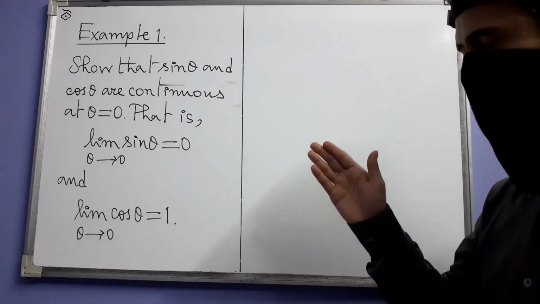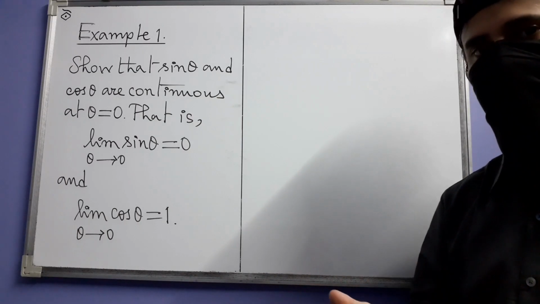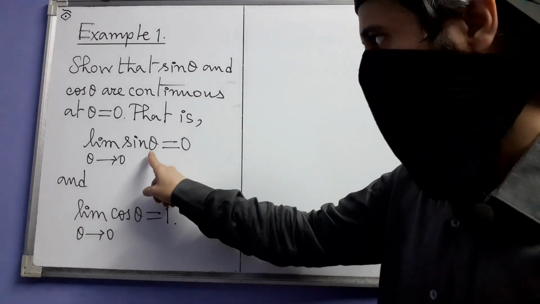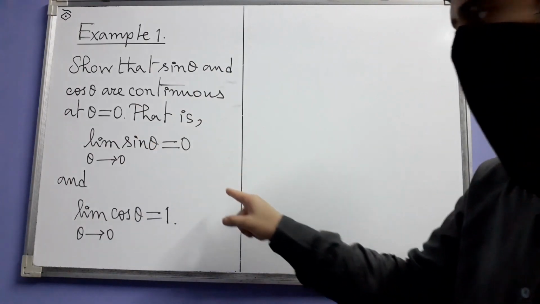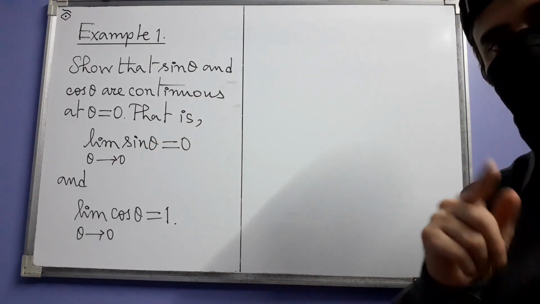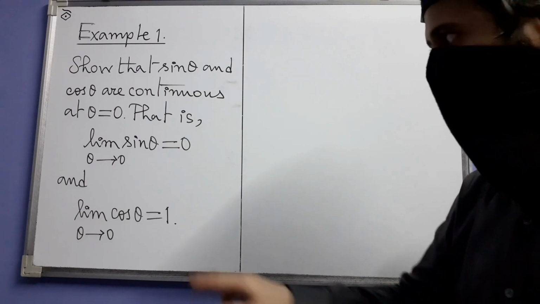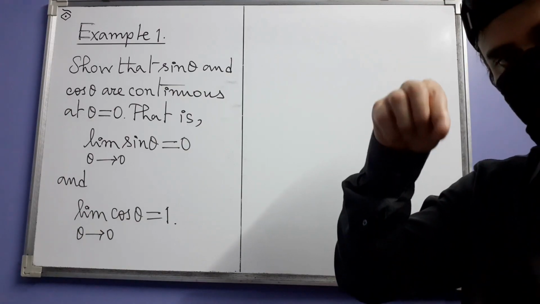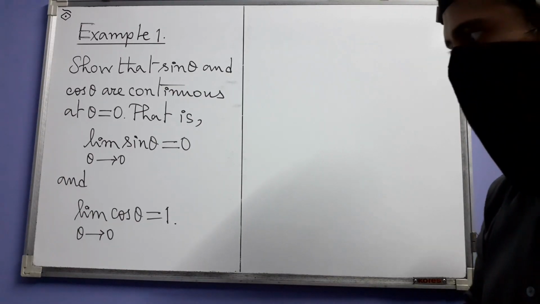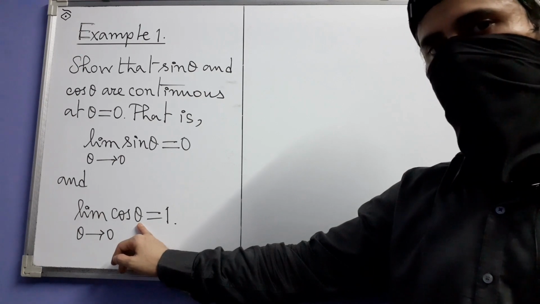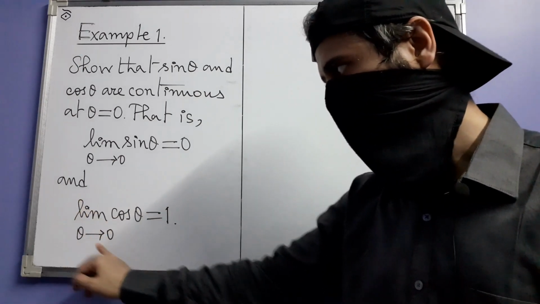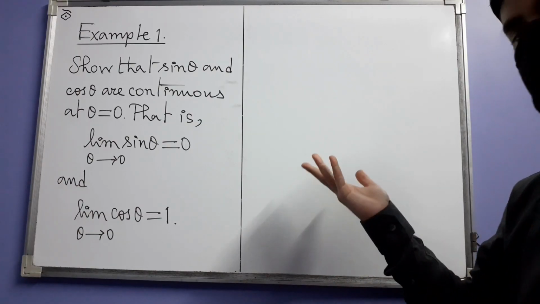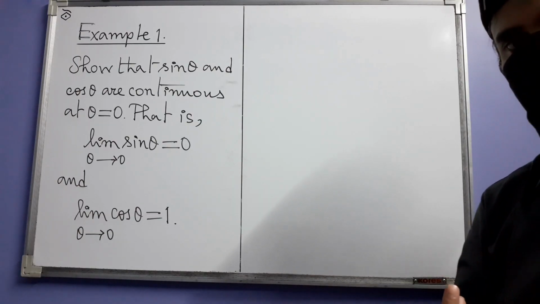What does sine theta, for example, being continuous at theta equal to 0 mean? It means that if you calculate this limit, it should be equal to the value of sine theta when theta equals 0, and that value is 0. So if you can show this limit, that means sine theta is continuous at theta equal to 0. Similarly, for cos theta to be continuous at theta equal to 0, this limit should be equal to cos 0, which is 1. So let's now see how we can use that theorem to prove these limits.